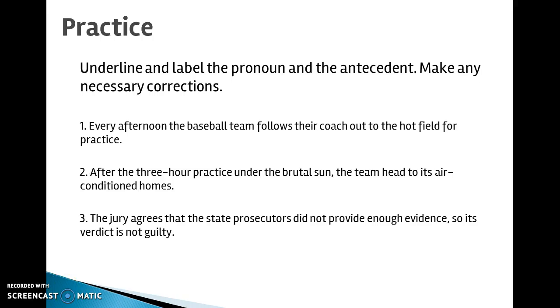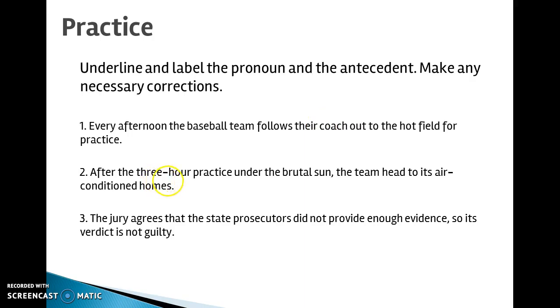So for question number 1, notice that the collective noun team here has a pronoun there. Because team is a collective noun, our instinct should tell us to use the singular pronoun, but we have to watch out and make sure that there's not multiple parts of the collective noun being referred to. In this case, coach is singular, so we would in fact change the pronoun there to the singular pronoun. So it should read, every afternoon the baseball team follows its coach, because it's just one coach.